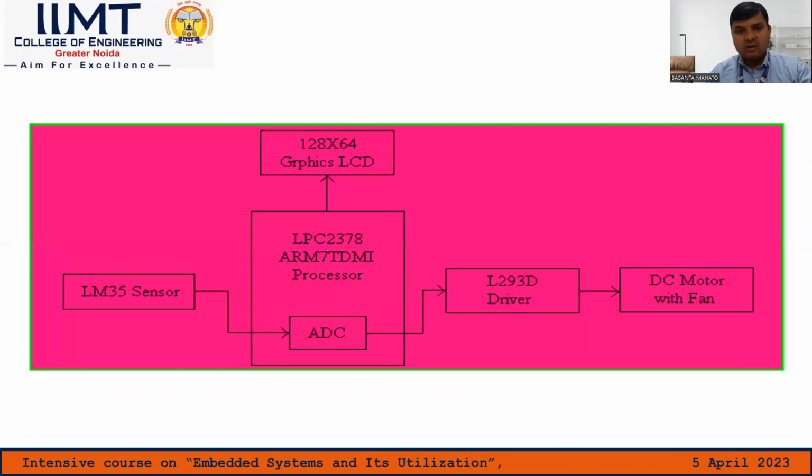So this is the complete block diagram. We have chosen the LM35 sensor, and we have chosen an ARM processor as the microcontroller. ARM7 we use, and inside the ARM an ADC block is there, and for the display a graphic LCD is there. Suppose our output device is a motor with a fan. Since the motor is a DC motor and its driving power is too much, the controller has to drive the signal for the motor, so we need a driver.